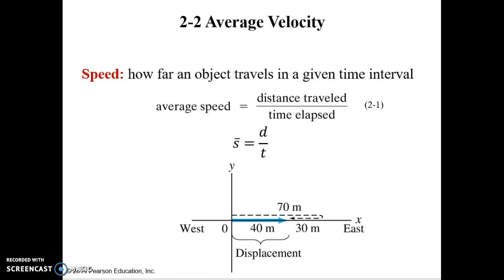In the example below, we already learned that the distance traveled is 70 meters. Let's pretend that this graph represents a football player running a play. And let's say it takes the football player 10 seconds to travel 70 meters. How would you solve for the average speed of the football player? That's right. You divide 70 meters over 10 seconds. Thus, the average speed of the football player is 7 meters per second.